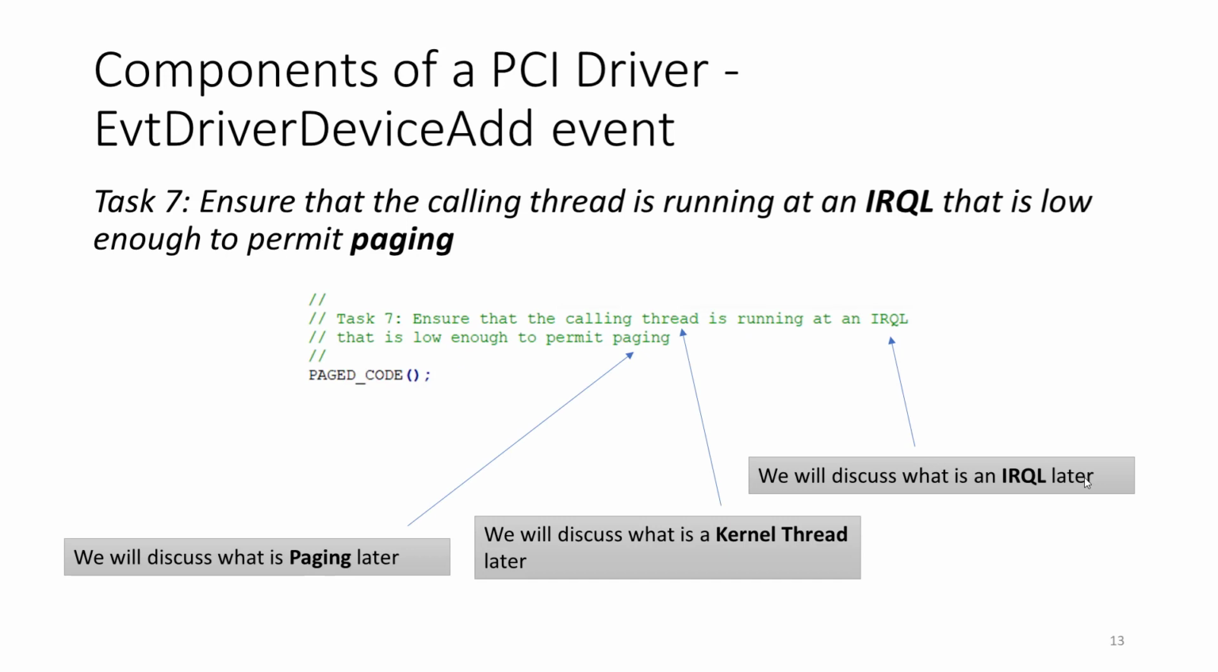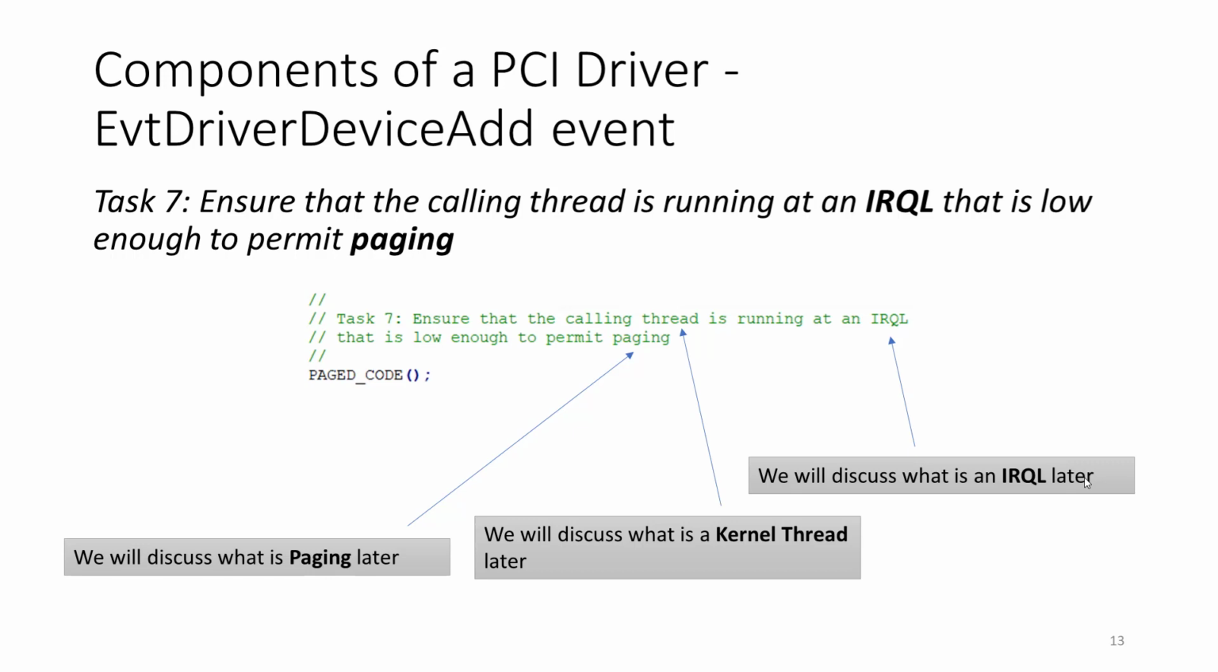Task number 7, ensure that the calling thread is running at an IRQL that is low enough to permit paging. In the code example, we call the PAGED_CODE macro. The PAGED_CODE macro checks that the calling thread is running at an IRQL that is lower than or equal to the APC level. Please don't panic if you did not grasp the meaning of IRQL or paging, as I will discuss these details in the coming video series.